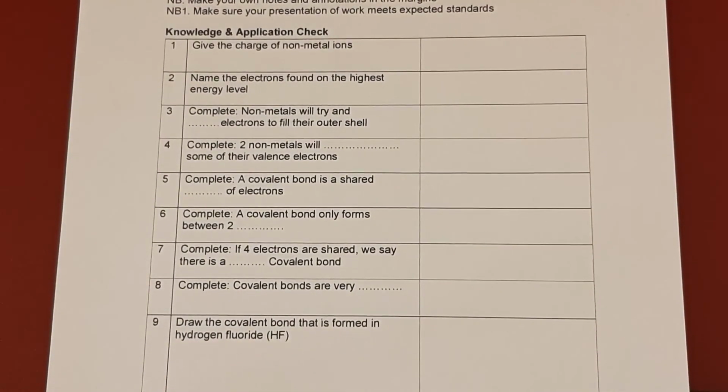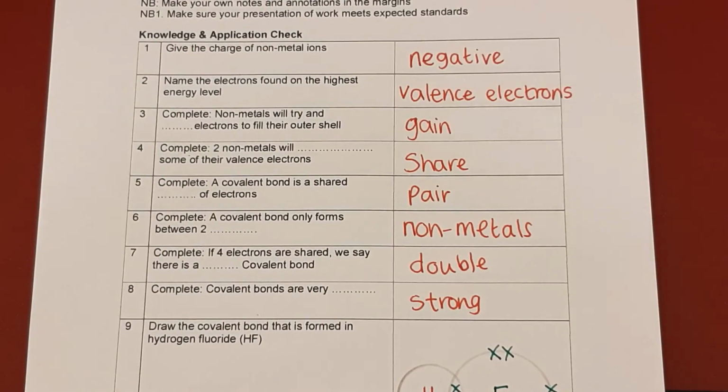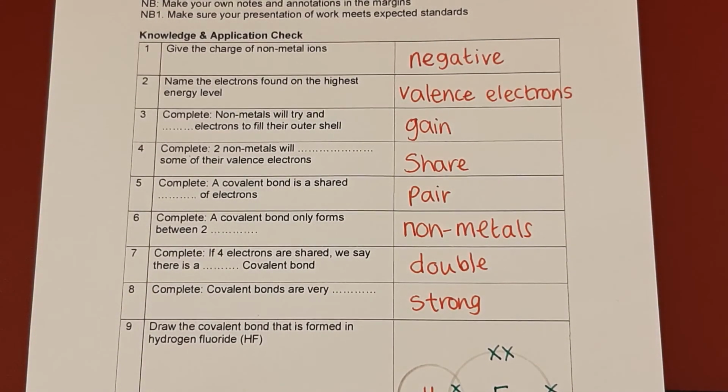So we've come to the final part of the lesson, the knowledge and application check, where you figure out how much of the lesson you have understood and how many of the questions you can answer. There are 11 questions for you to do, so you need to pause the video, and when you're done, unpause it and we'll go through the answers. Okay, so let's go through those answers for the knowledge and application check.